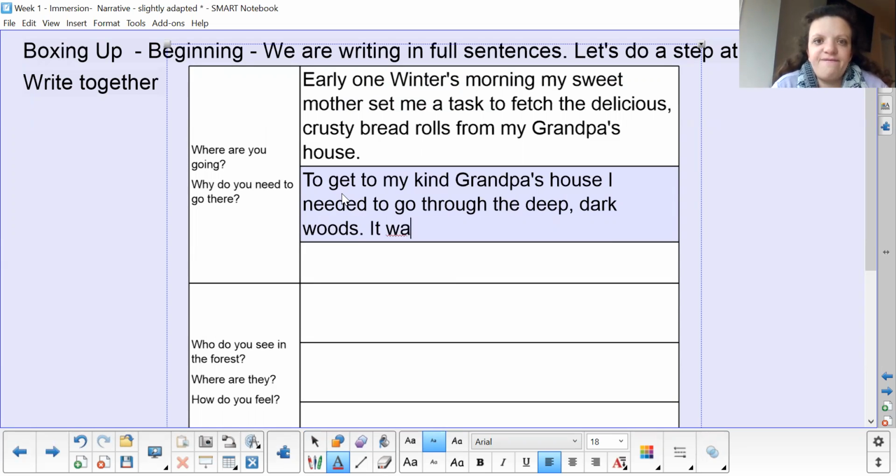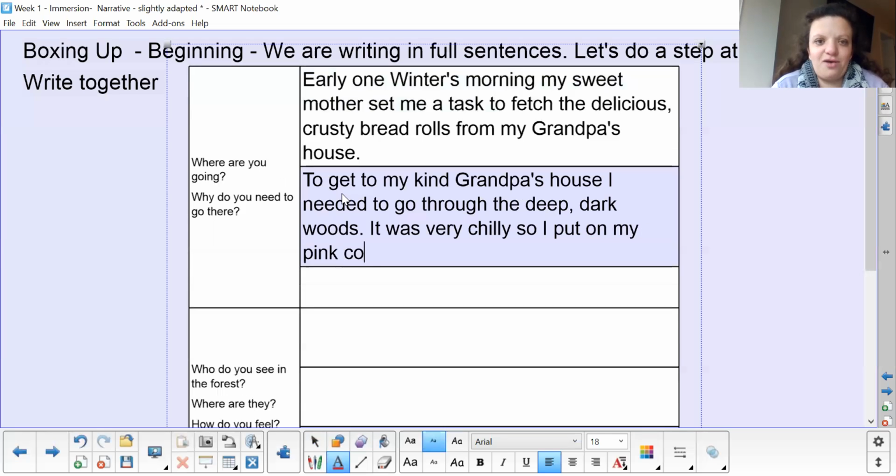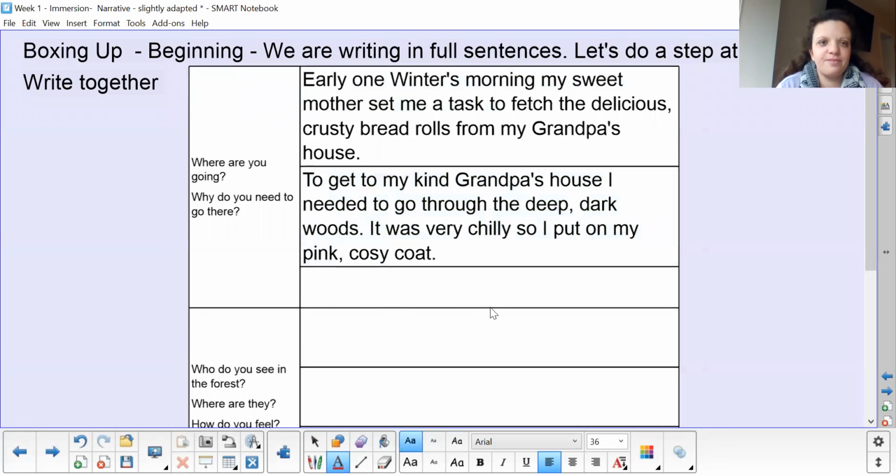It was very chilly, so I put on my pink coat, because you know Mistress, she loves pink. It was very chilly, so I put on my pink coat. So I've used the vocabulary, crusty, chilly. I've put some of my own adjectives in there. Oh, I'm going to put another one, my pink cozy coat, because I love that word, cozy.